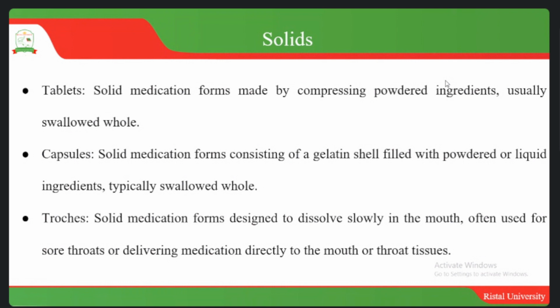Then the troches are solid medication forms that are designed to dissolve slowly in the mouth, often used for sore throats or delivering medication directly to the mouth or throat tissues. So this can also be used in patients who have maybe challenges or different kinds of conditions with their mouth or in the throat. So they are given this and they can use it in the mouth. When it dissolves slowly, they keep swallowing it and it can cause an effect in the throat or in the mouth where there is a problem or where there is an infection.